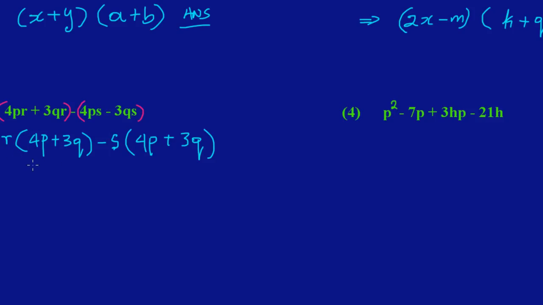Now, as I've said, to ensure that we're on the right track, we're going to just double check, and when we look inside this bracket, I have the same thing here as here. There's a 4p plus 3q, and I have a 4p plus 3q. So that simply means that we're on the right track.